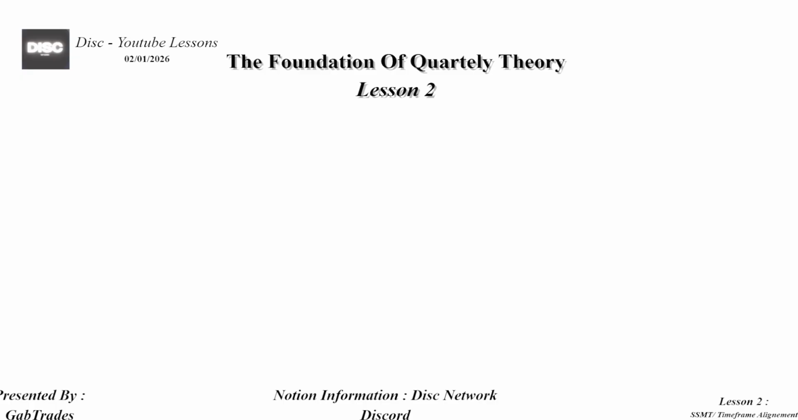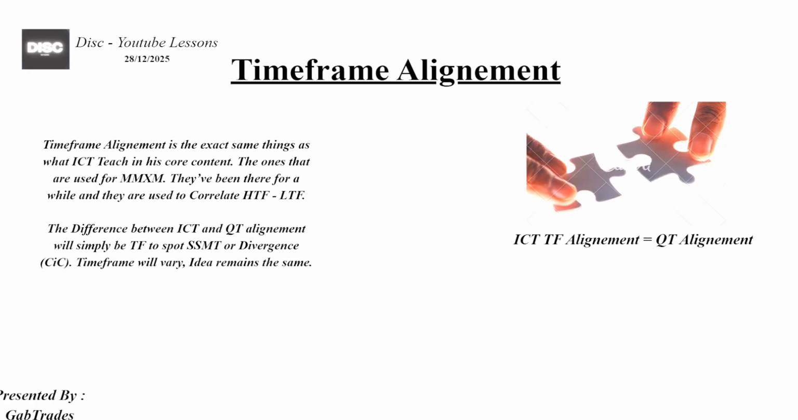So let's run into everything. We'll start right now with time frame alignment. Time frame alignment is the exact same thing, like I said, as what ICT teaches in his core content. The one he makes, market maker model time frame alignment, is exactly the same with QT, just a bit different. They've been there for a while and they are used to correlate higher time frame to lower time frame refinement. The difference between ICT and quality theory will simply be the time frame to spot what we will talk about, so the sequential SMT or any divergence, so the cracking correlation.